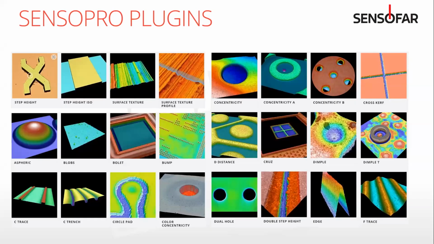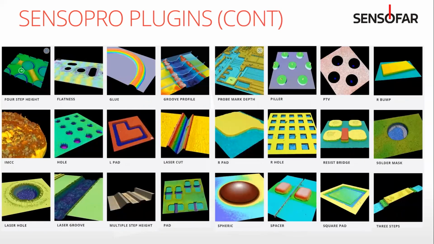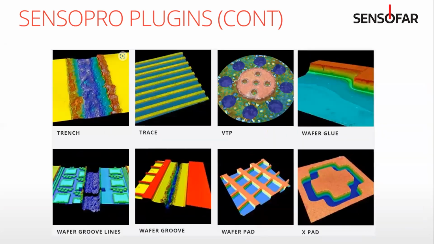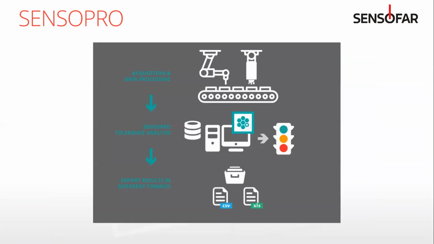So Senso Pro has a massive library of plugins, and this is by no means an exhaustive list, but I've included some of them here. For example, the surface texture, the step height, an edge, 2 holes. As you can see, we've got a ton of different plugins that were all built in coordination with one of our customers, who is then kind enough to say, you can use this for any other customer you'd like to. So we have a massive library of these. Here's just a couple more of them. And the basic idea here, as I've explained before, is that you would acquire the data, then send it to Senso Pro, and you get results in CSV or Excel file.